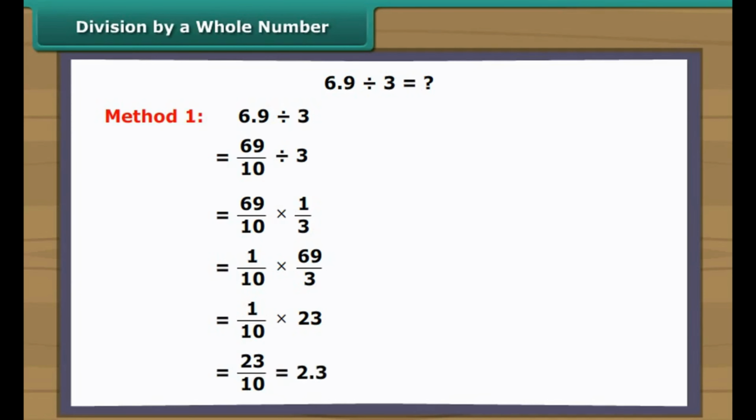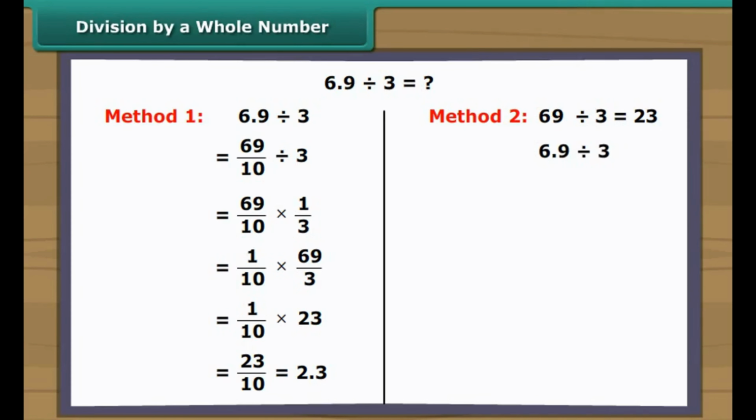and at last 2.3. Let us learn the second method, in which the decimal number is considered as a whole number and is divided by 3. We get 23. Since there is 1 digit to the right of the decimal point in 6.9, we place the decimal in 23 such that there would be 1 digit to its right. We get 2.3 again.